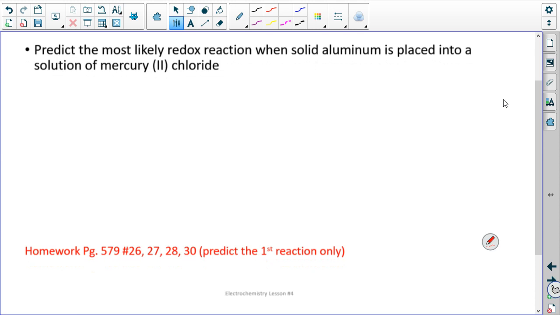So I would like you to go through and write all of the entities present in this system and assign OAs and RAs to them.